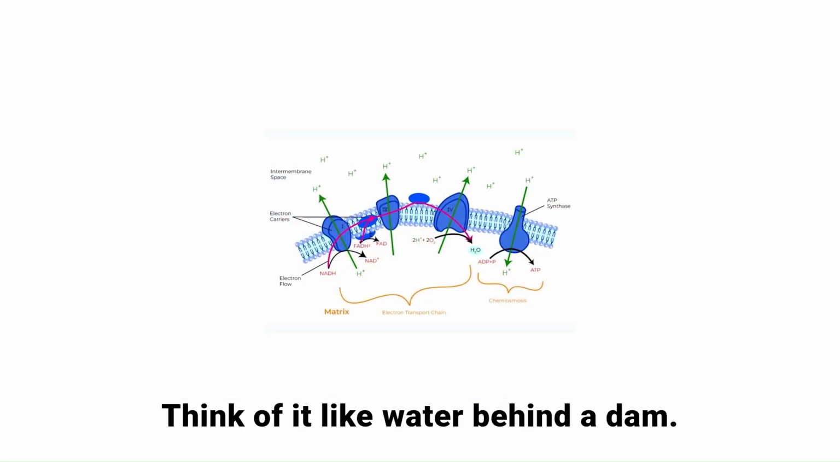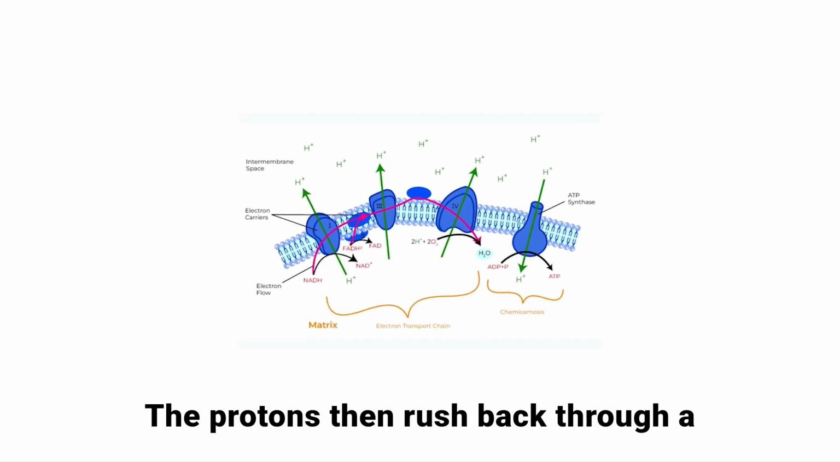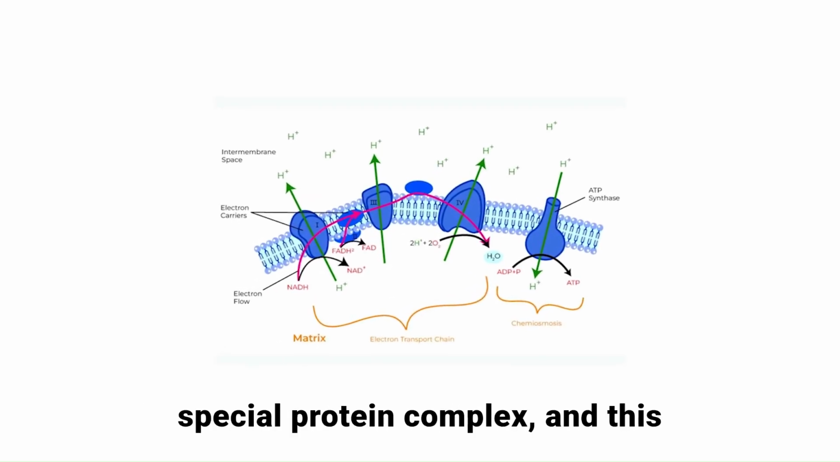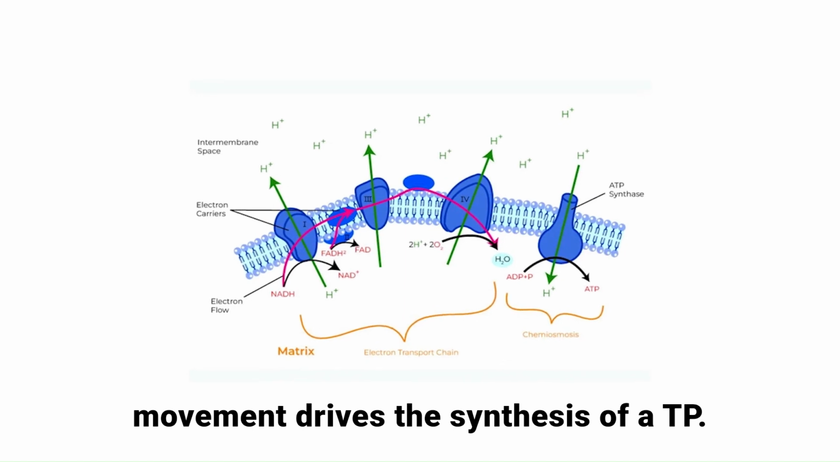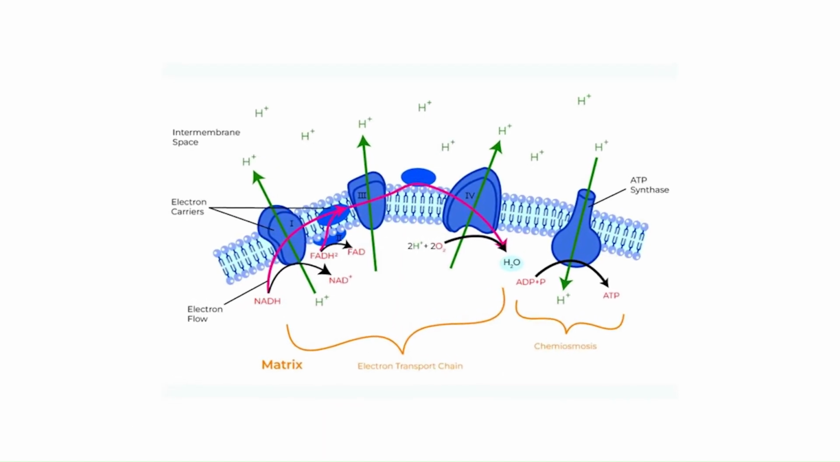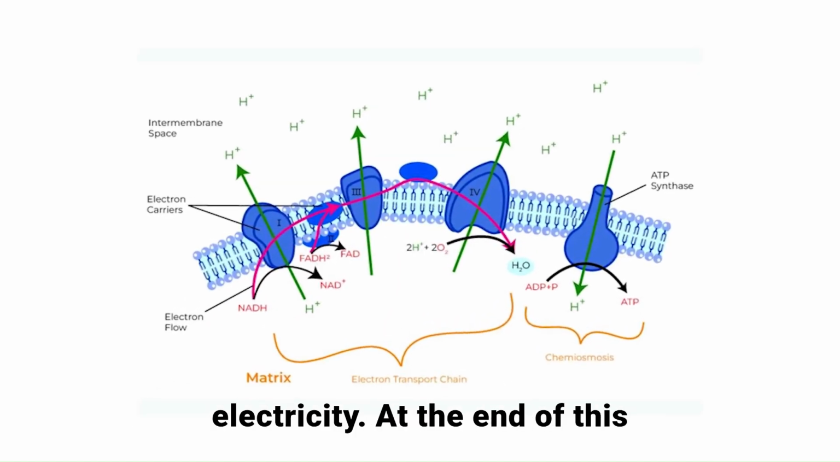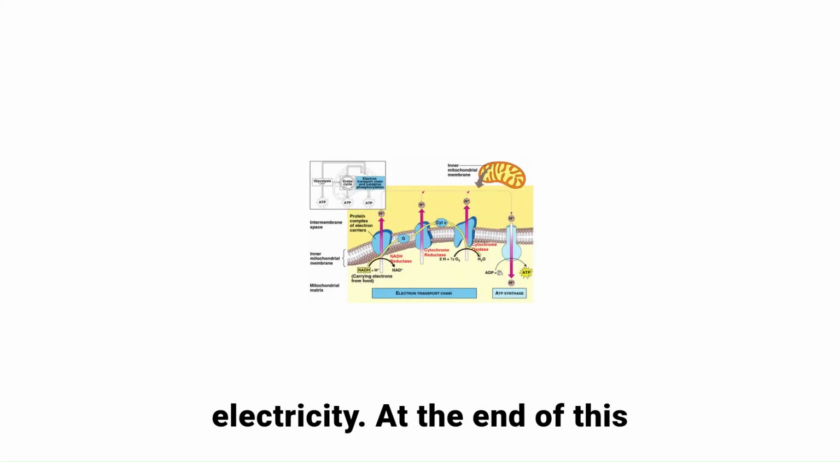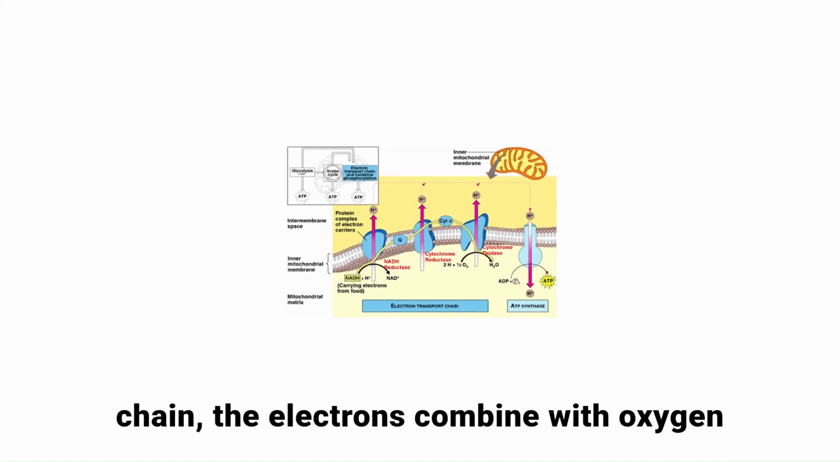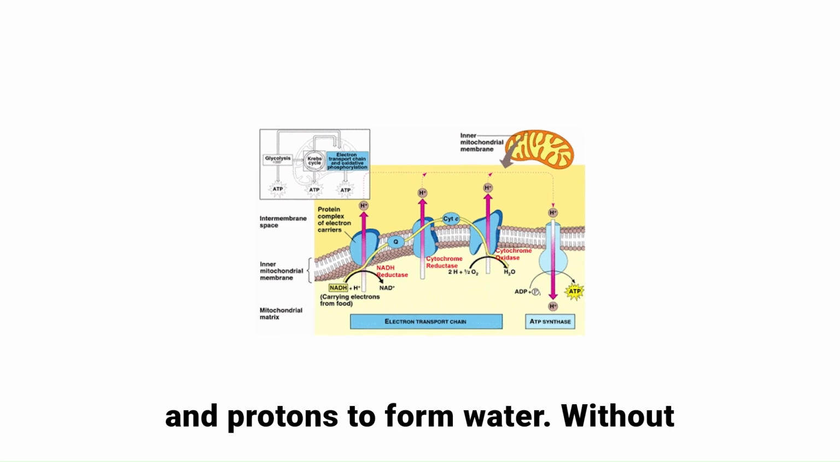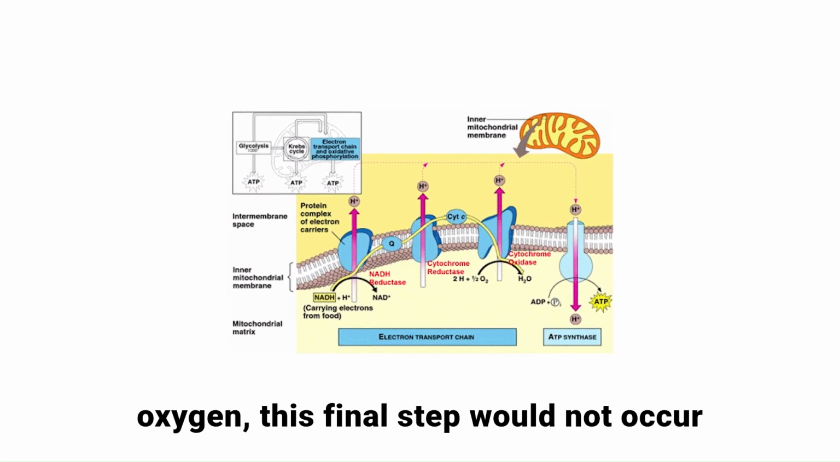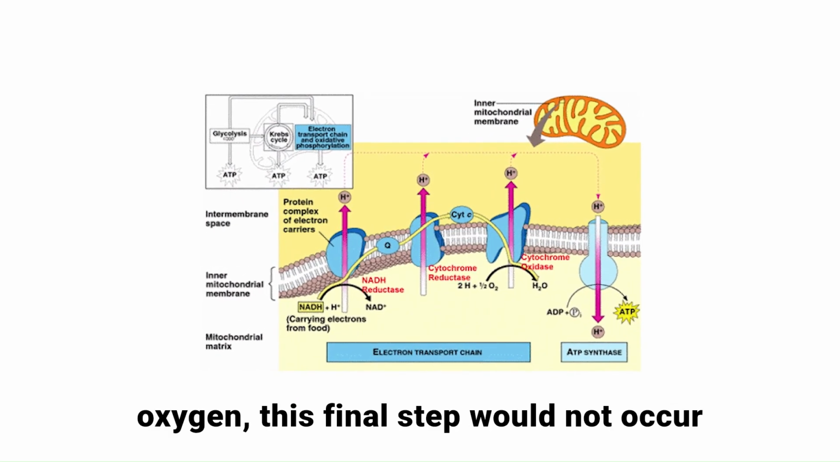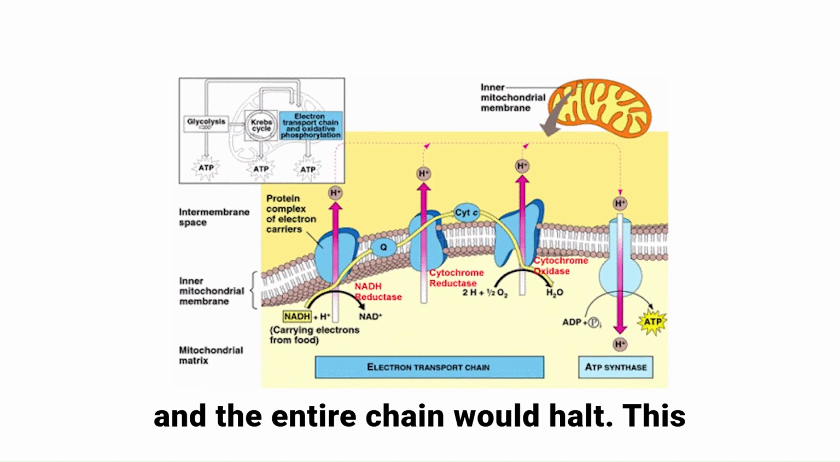Think of it like water behind a dam. The protons then rush back through a special protein complex, and this movement drives the synthesis of ATP. It is like a turbine generating electricity. At the end of this chain, the electrons combine with oxygen and protons to form water. Without oxygen, this final step would not occur, and the entire chain would halt.